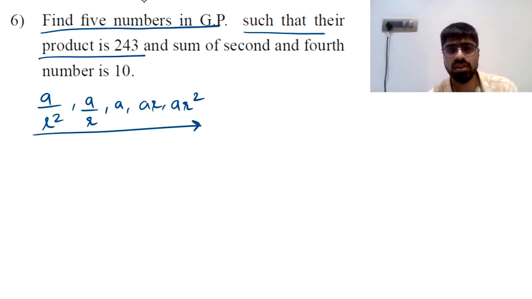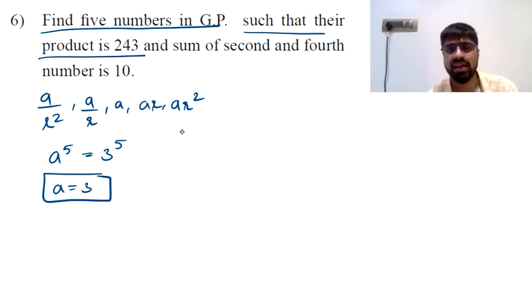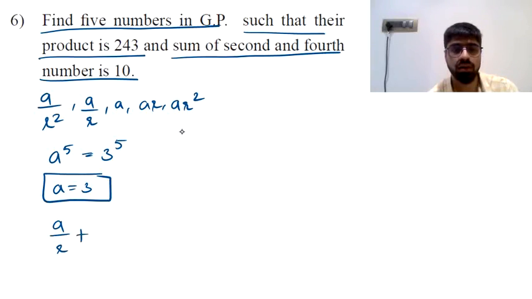When you multiply all these numbers, the R terms are going to get cancelled and you are going to have A power 5 as 243, but 243 itself is 3 power 5. So the first term is equal to 3, that is A is equal to 3. The sum of the second and fourth number is 10. Second number is A by R and the fourth number is AR. So you have A by R plus AR is equal to 10, but we just got A as 3. So we have 3 by R plus 3R is equal to 10.